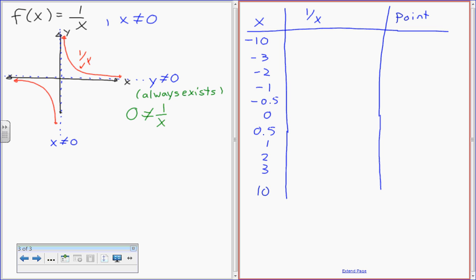Okay, that's a giant table of values. But I want to get the idea of the shape of this. So what I'm doing is I'm just picking random x values from -10 to 10. I know how this is going to look, so I'm going to maybe throw a few more at the end.